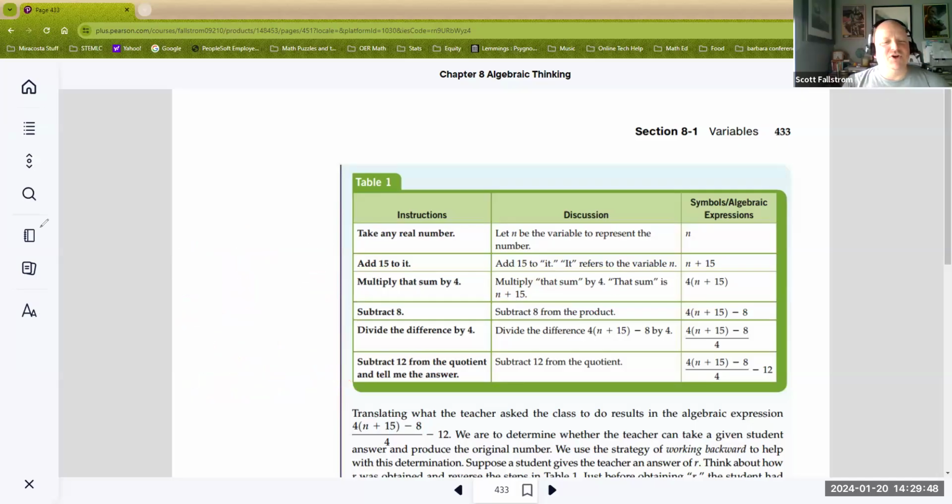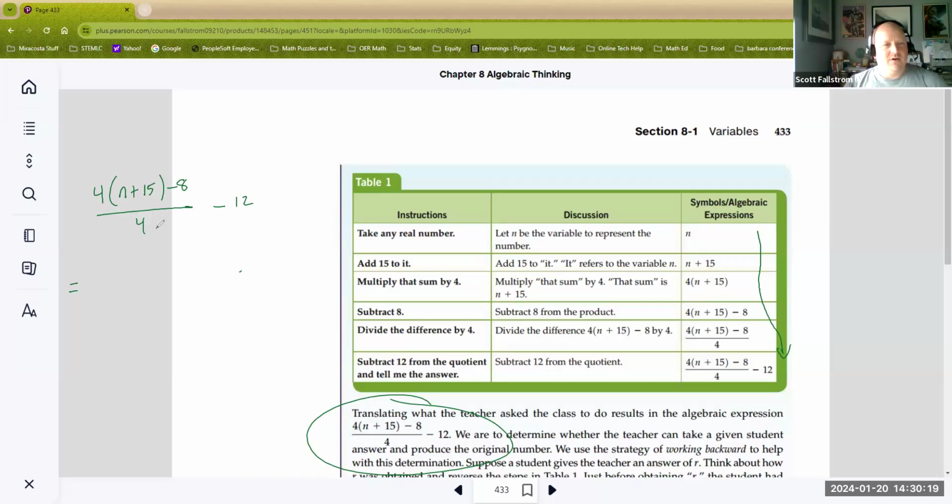Okay. But as it turns out, when you do all of those things in general, we could actually show that what you just saw holds true all the time. We get an expression that looks like this: n plus 15 minus 8, the whole thing divided by 4, and then when I'm done, I subtract 12. Why is this so cool? Because the power of algebra allows us to simplify this expression.